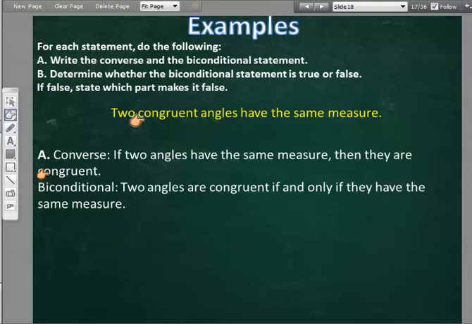Hold on, let me look at something. Two congruent angles have the same measure. So if the two angles have the same measure, I was making sure that the if and then were flipped, then they are congruent. Okay. The biconditional: two angles are congruent if and only if they have the same measure. Ooh, I'm liking that one too. So part B says determine whether it's true or false. And it's true. That could be why I liked it so much.